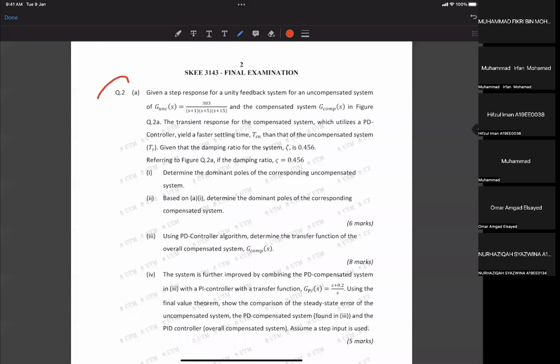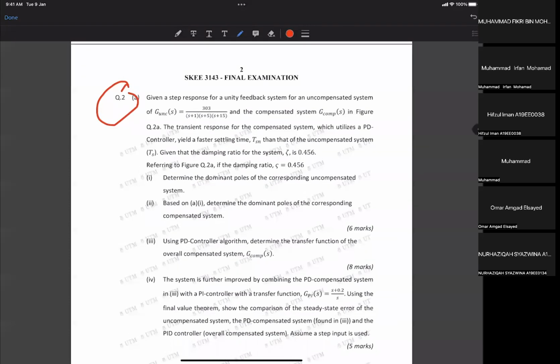Second question. Fikri, ya Doktor, sila baca.